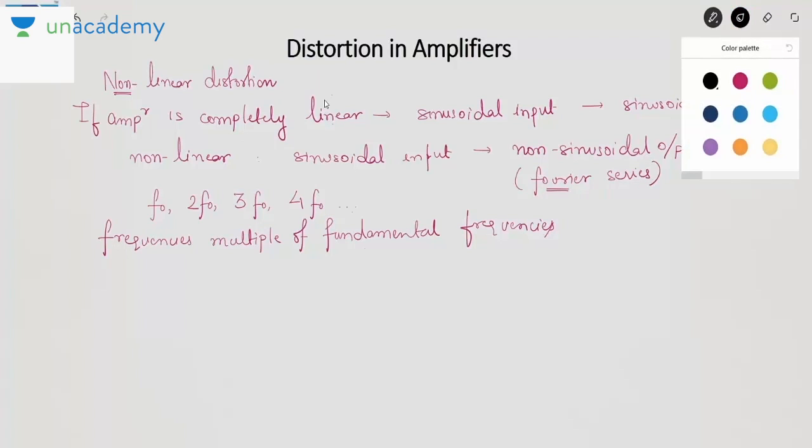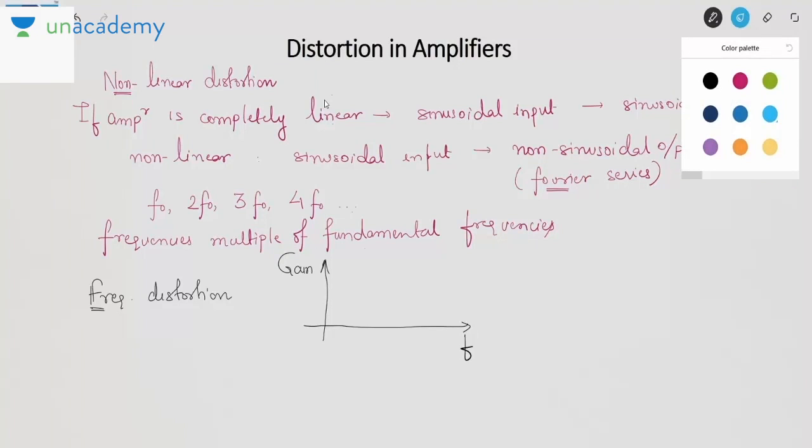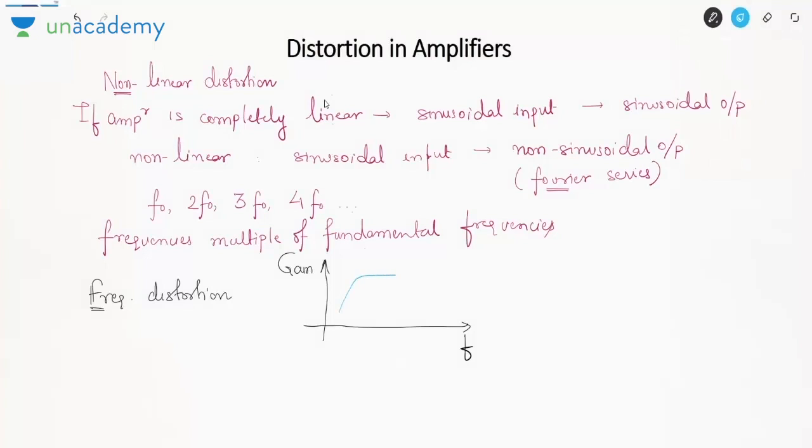The second one is called frequency distortion. It is very simple. Remember that we studied frequency response in amplifiers. In both FET amplifier and BJT amplifier, we talked about frequency response. In that, what we saw? We saw that the gain is a function of frequency in both the low frequency and the high frequency region. It is not constant.